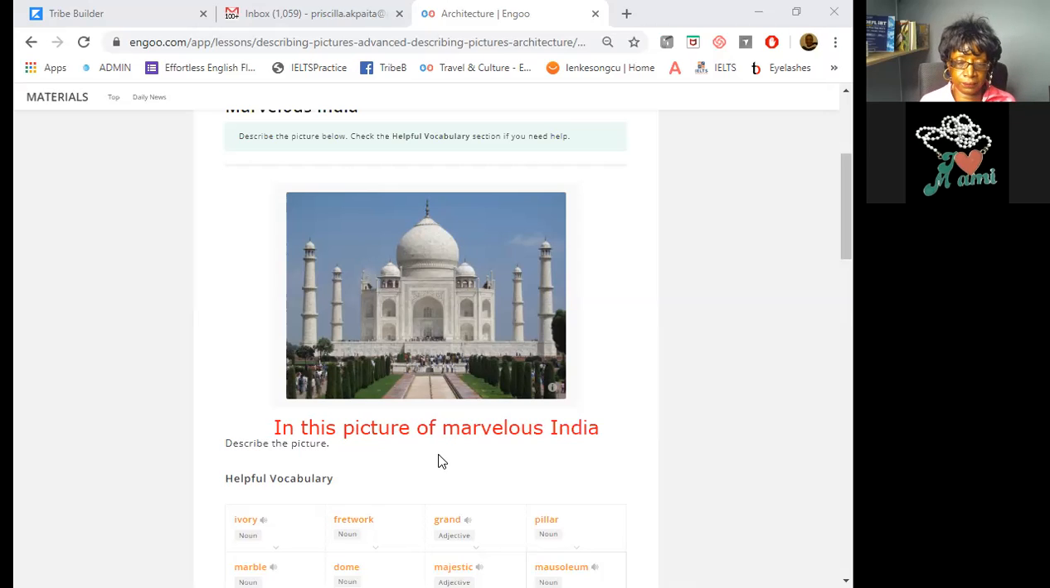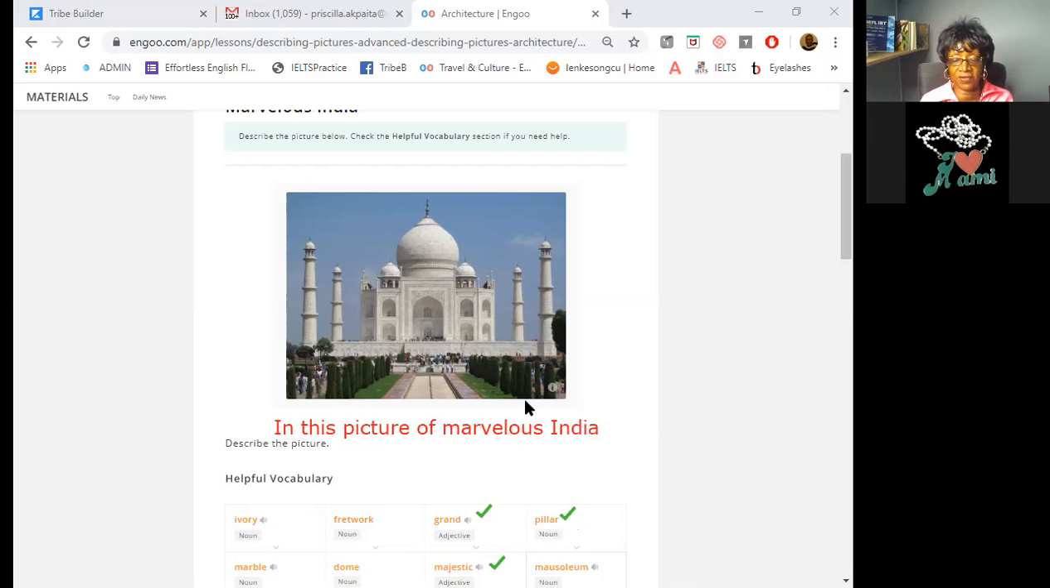In this picture of marvelous India, I see several pillars in here, several pillars, and a grand majestic, ivory color. Let's just stop there. So your goal for today is to be able to say this sentence. In this picture of marvelous India, I see pillars of grand, majestic.